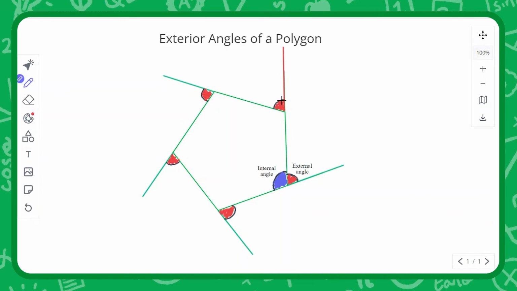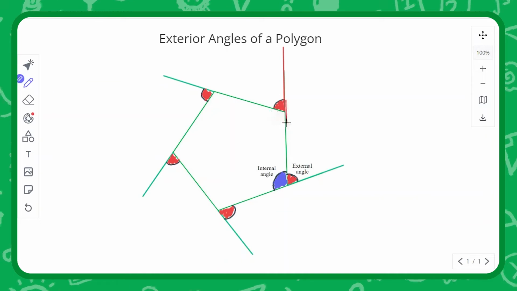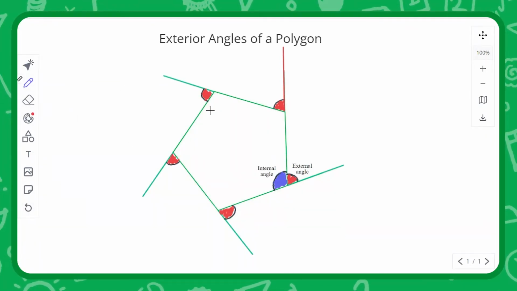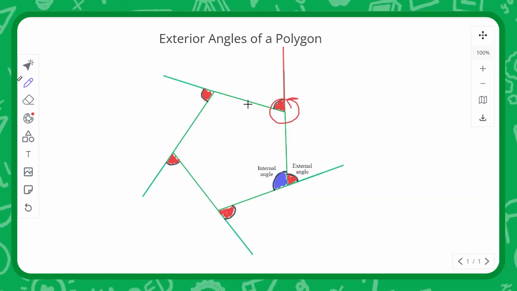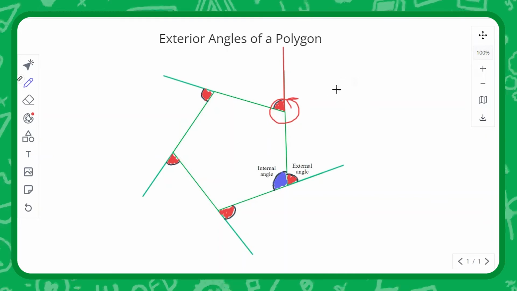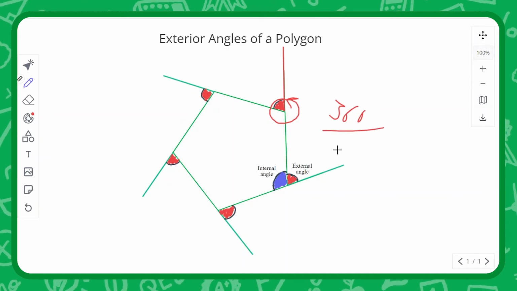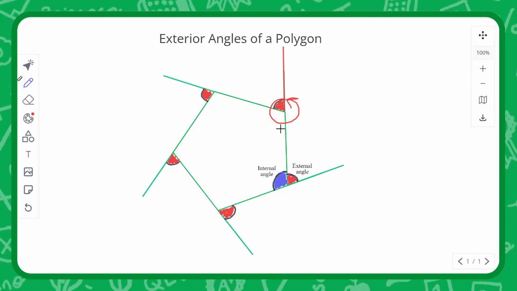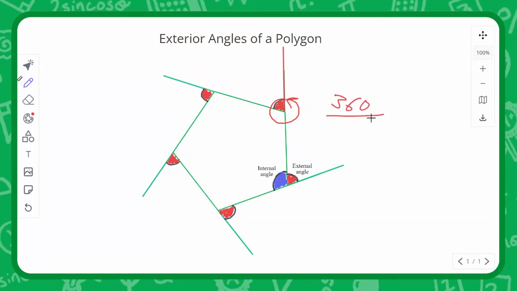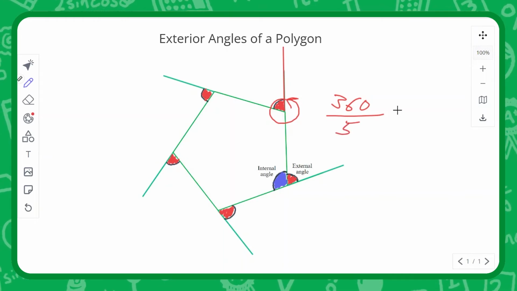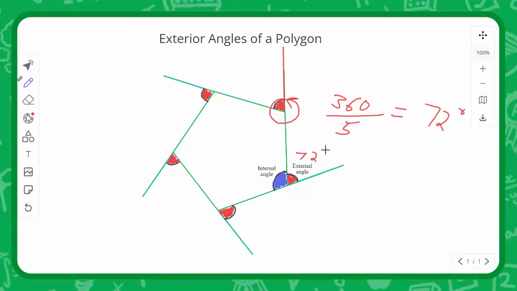So what have we done? Overall, by using these 5 angles, we have gone a total of 360 degrees all the way around. So that's why for an exterior angle, you do 360 degrees divided by the number of sides, which in this case is 5. So that's 72 degrees. So we get this exterior angle here of 72 degrees.